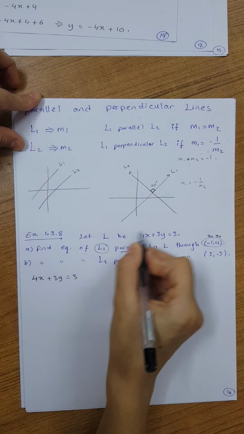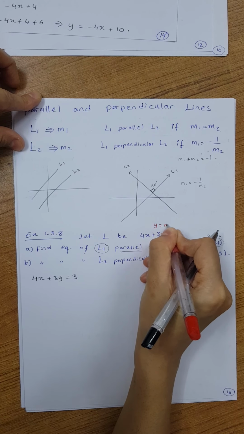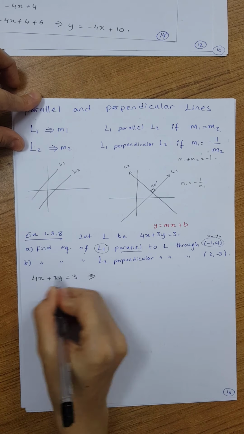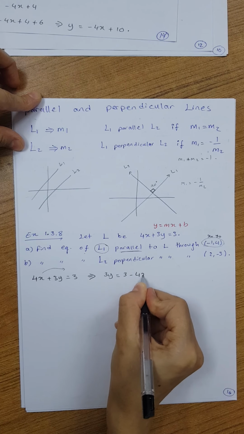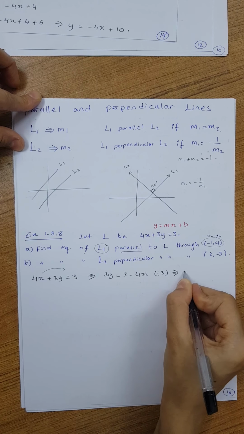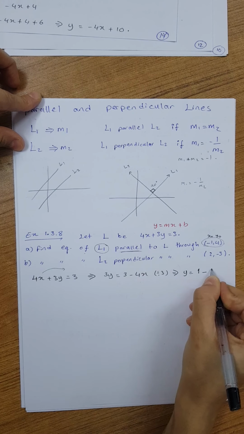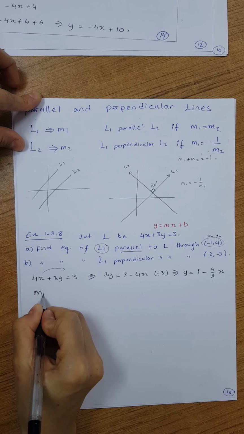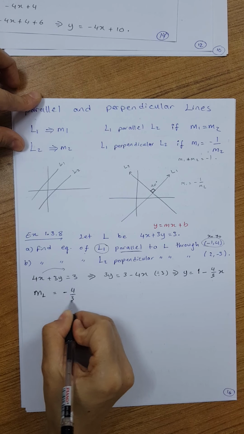How do I find the slope of this one? Of course, I have to change it into the form y equal to mx plus b to find that slope. So I'm leaving y alone. Taking this one to the other side, 3y is equal to 3 minus 4x, dividing both sides by 3 so that we get rid of that 3. So y is equal to 3 divided by 3, which is 1, minus 4 over 3x. What is the slope here? M of L, the line, is equal to minus 4 over 3.